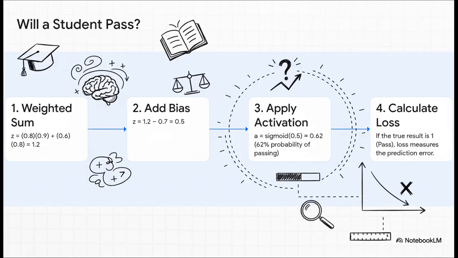Okay, will a student pass? The neuron takes the inputs, calculates that weighted sum, adds the bias, and then applies what's called a sigmoid activation. And boom, it spits out a probability, about 0.62. So the model is saying there's a 62% chance the student will pass. We can then compare this to the real answer to calculate the loss, which is just a fancy way of saying how wrong the model was.